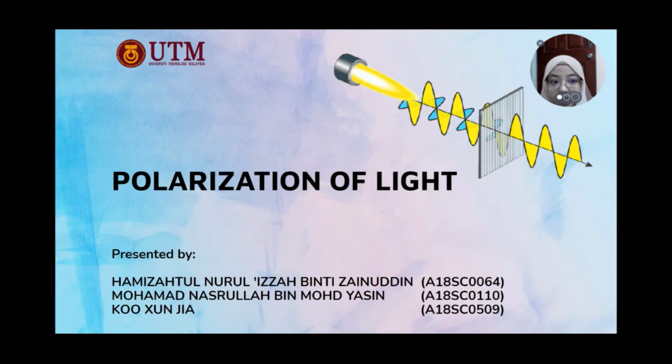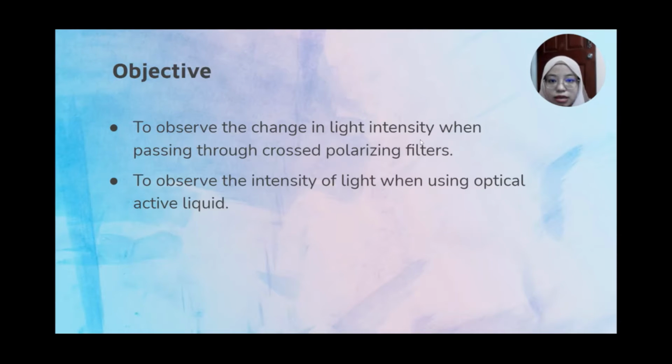Today, we from Group F would like to present our experiment, Polarization of Light. Without further ado, I will go straight to explaining the main objectives of this experiment, which are to observe the change in light intensity when passing through the polarizers and to observe the intensity of light when using optically active liquid.